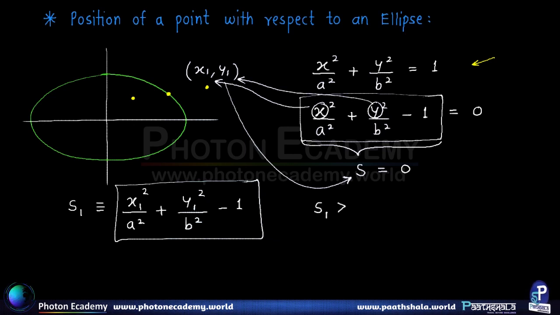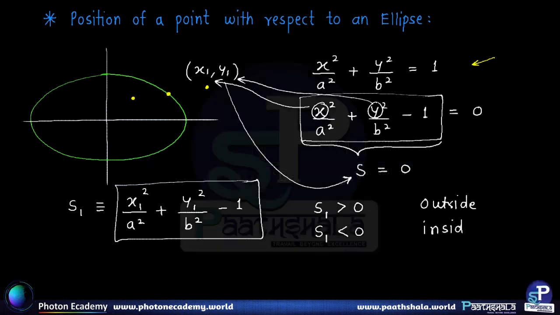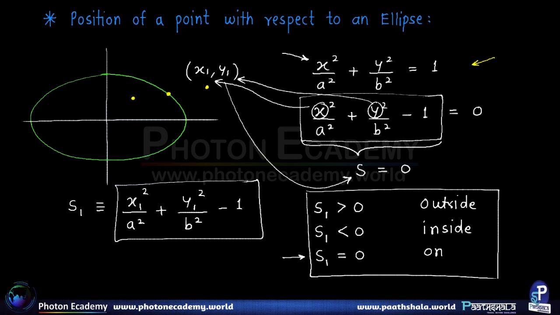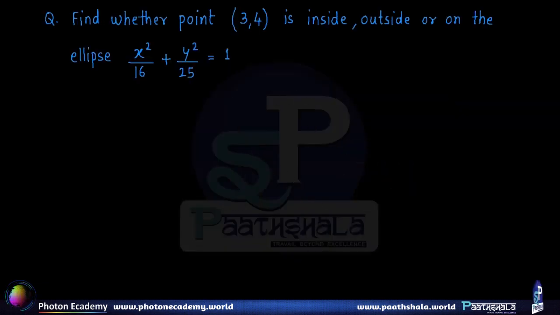So if S1 is greater than 0, then the point is outside the ellipse. If S1 is less than 0, then the point is inside the ellipse. And lastly, as you can guess, if S1 is equal to 0, then the point is on the ellipse. The last one is almost intuitive, because if S1 turns out to be 0, that means clearly the point satisfies the equation of the ellipse, which means that the point is on the ellipse. So these are the important criteria that tell us whether the point lies on the ellipse, inside or outside. So let us solve one question based on this.